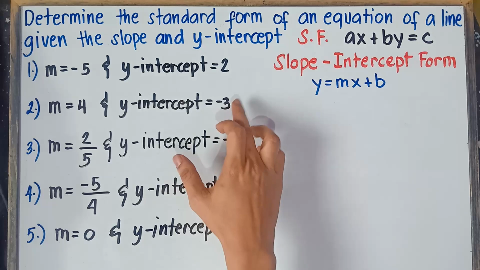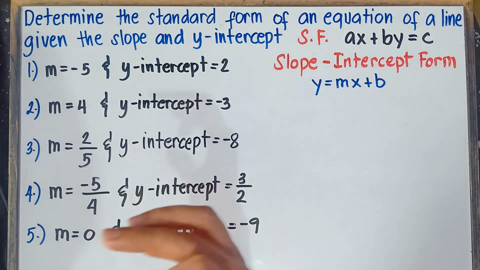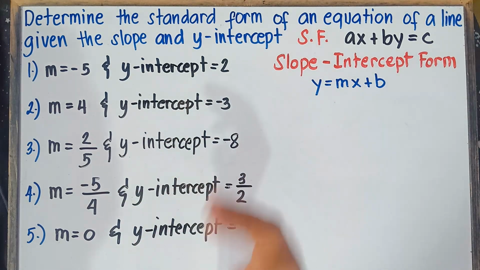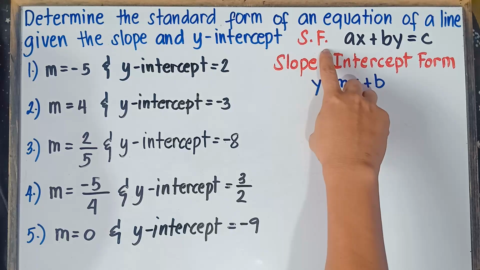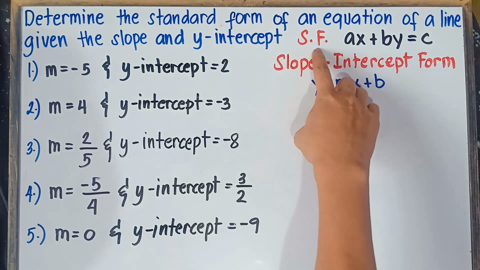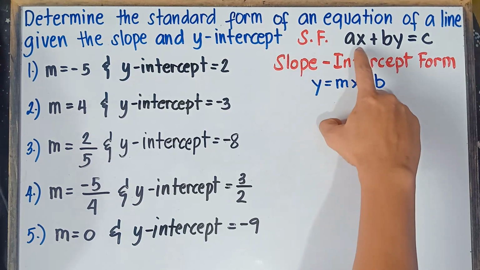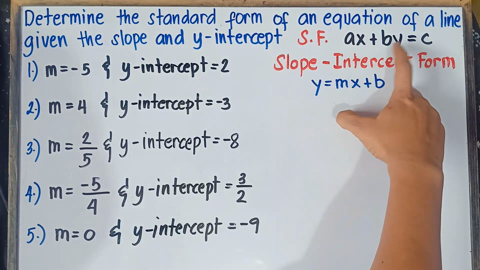Before we answer number 1, we need to recall first what is the standard form equation of a line. And this will be the standard form, so I will just put SF. We don't have enough space, so standard form equation of a line. That would be Ax plus By equals C.